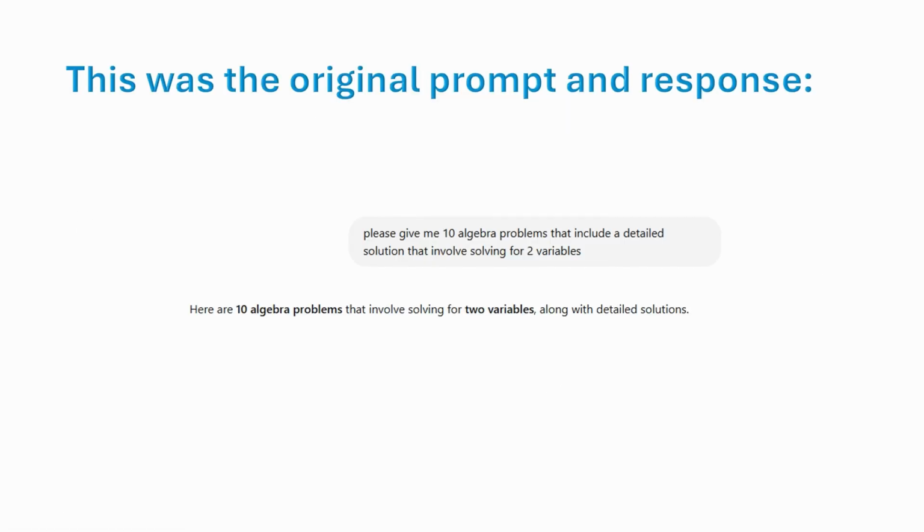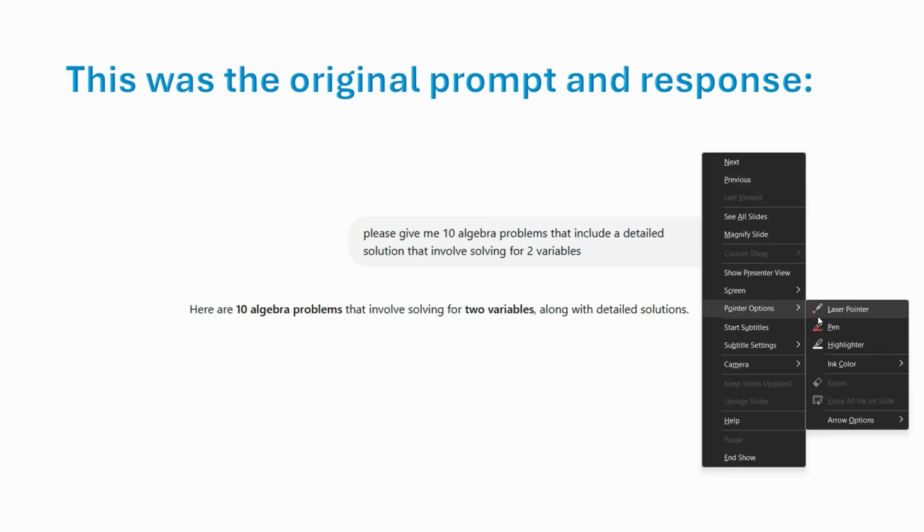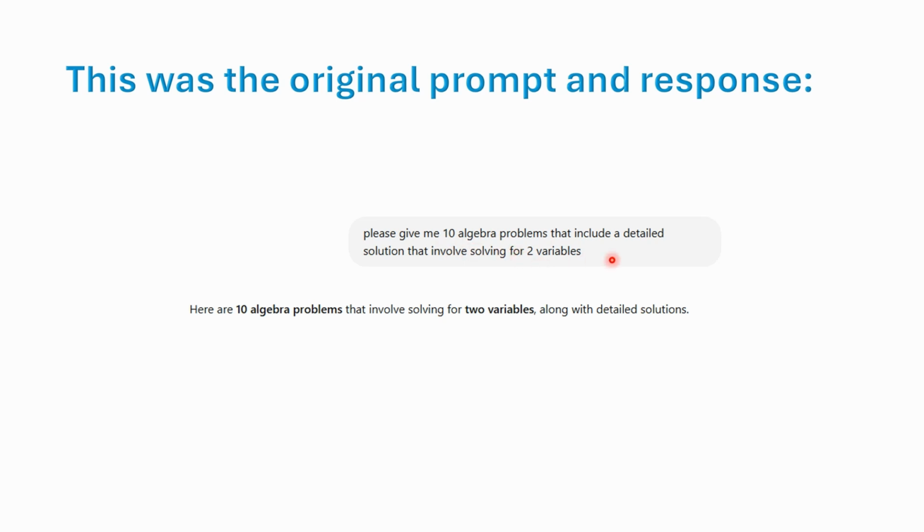All right, so let's see if there's anything to do with the prompt. The original prompt that I made that gave me that strange result from ChatGPT was simply, please give me 10 algebra problems that include a detailed solution that involves solving for two variables. And so it says, here are 10 algebra problems involving solving for two variables along with detailed solutions. And the problem that we just went through was like the third out of these 10. And I got the wrong answer.